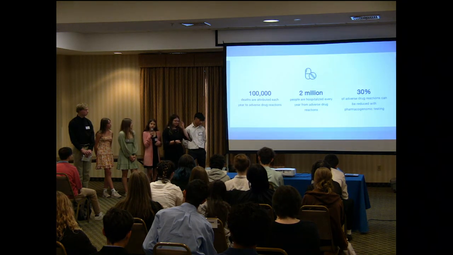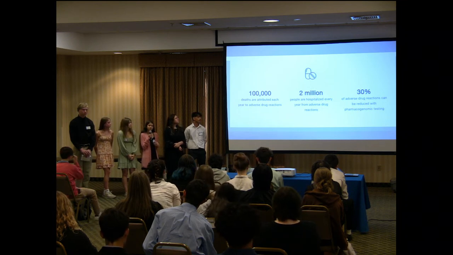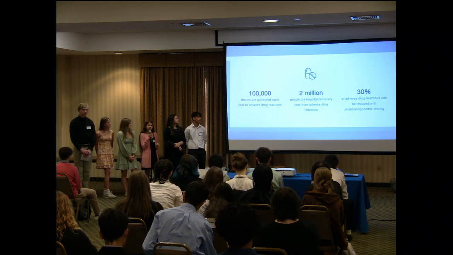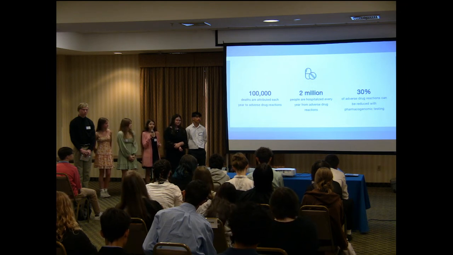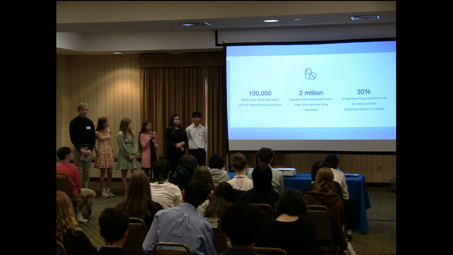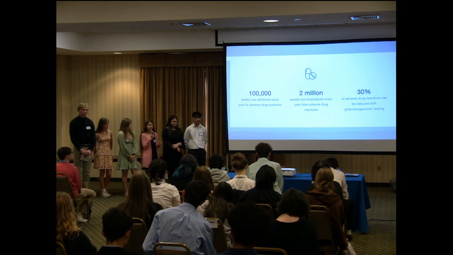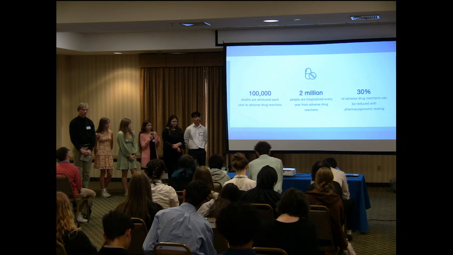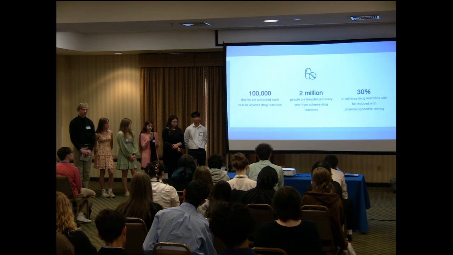Currently, drugs are prescribed to people with too little testing. Approximately 77% of prescribed drugs are prescribed based on self-reported illnesses. This lack of research and testing has led to over 2 million hospitalizations and over 100,000 deaths every year due to adverse drug reactions, or ADRs. Pharmacogenomics can help fix this problem and cut ADRs by 30%.